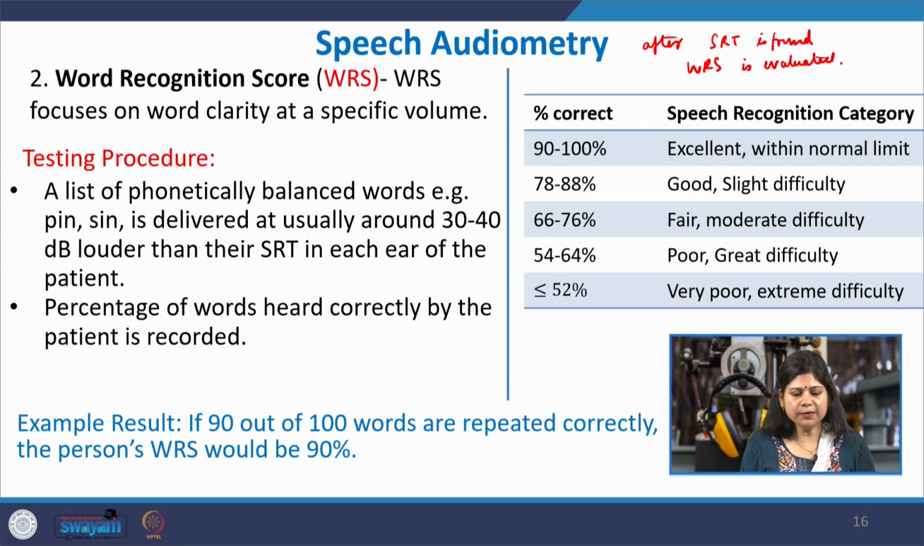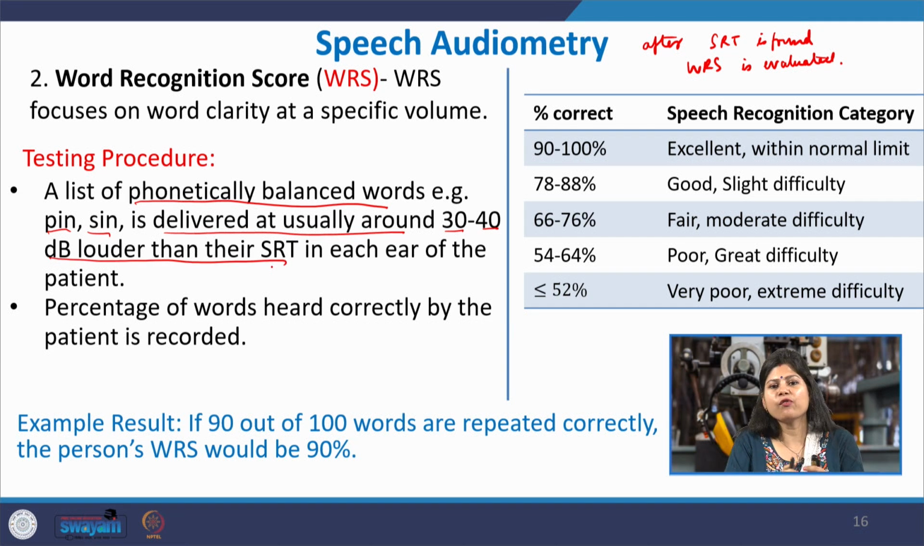So, how is it done? Again, in the same audiometry setup in a darkened and quiet room, the headphones are placed on the person, and using the audiometer, a standard list of words is played to them. Now we are giving phonetically balanced words having single syllables like pin, sin, etc., and they are usually delivered at a level of 30 to 40 dB louder than their SRT.